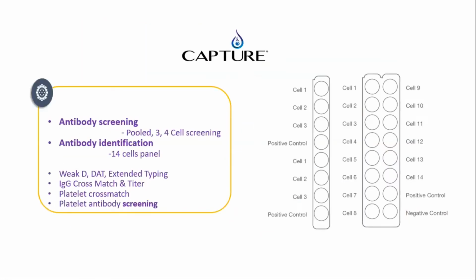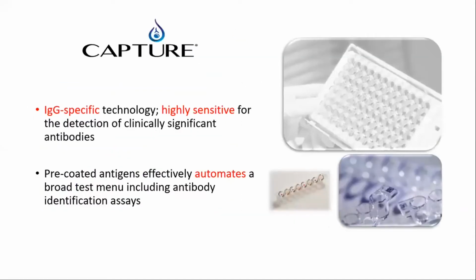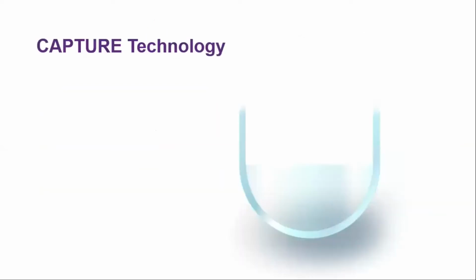This technology, SPRCA, is called capture technology, which is patented by Immucor. In this technology, antibody screening is the commonest test done. Identification can also be done. VD testing, DCT, extended typing, titrations, and platelet cross-match can all be done. This is an IgG specific technology, which is sensitive to detect IgG antibodies. It can be automated with various platforms, and we can see the results directly in the machine on our computers.